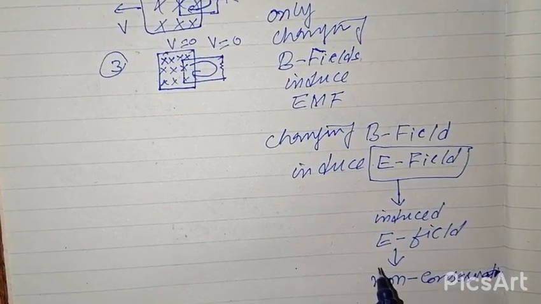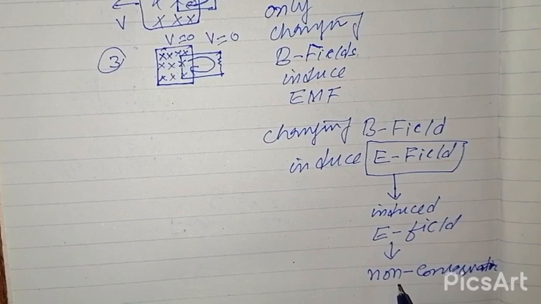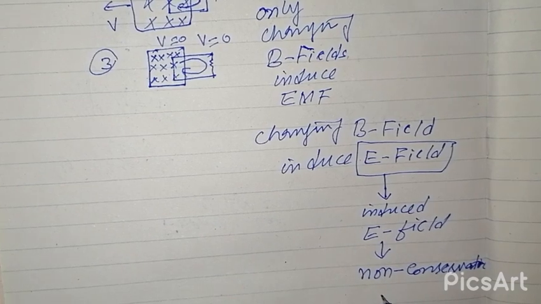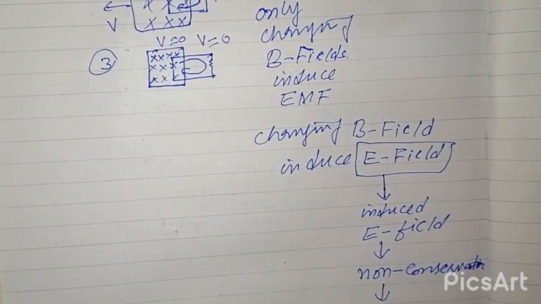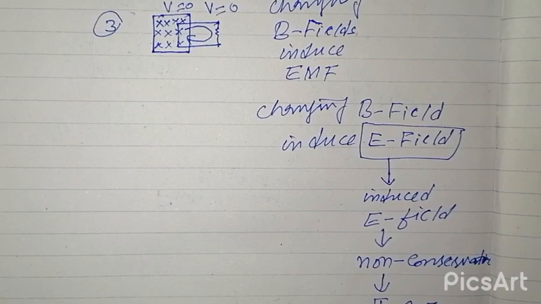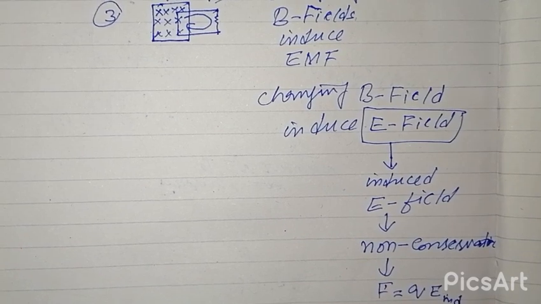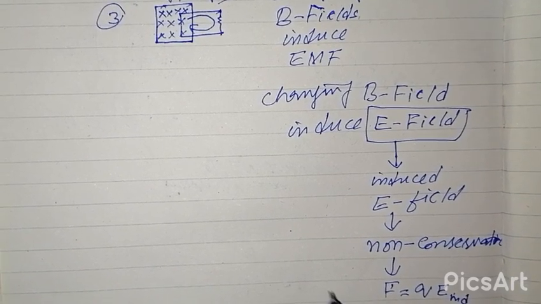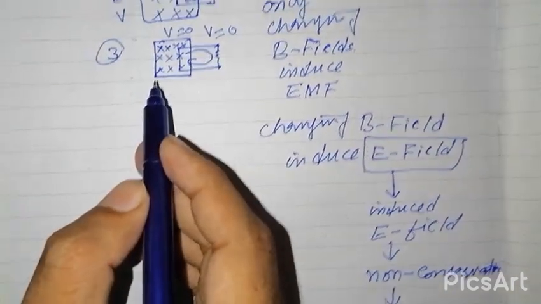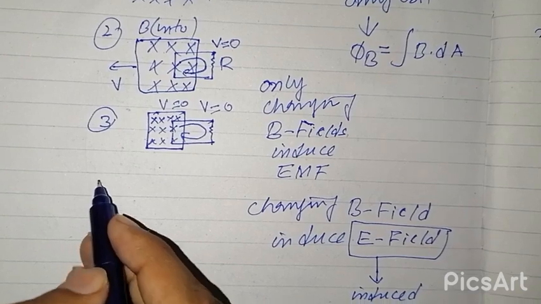As we previously discussed, electrostatic fields, as in Coulomb's law, were conservative fields, but these induced fields can also exert the same force, and that force can be given by F is equal to Q into E. So that EMF in the three cases we discussed above, 1, 2 and 3, has the same magnitude.